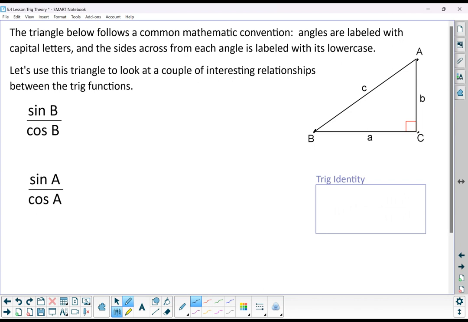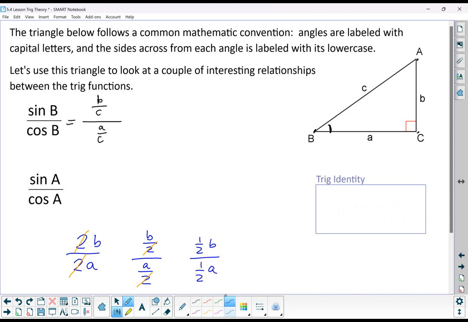Okay, so I want to know what is the sine of B divided by the cosine of B? Well, if I'm thinking about angle B, the sine is b over c, and the cosine of B is a over c. When we're dealing with fractions, I think we're all pretty comfortable with that: if we had 2b divided by 2a, we could reduce the 2's to get b over a. But it works with division as well. If I have b divided by 2 and a divided by 2, I can cancel out the divide by 2. It's really the same as having 1/2 b over 1/2 a. We don't need to write it that way, but it maybe makes it easier to see.